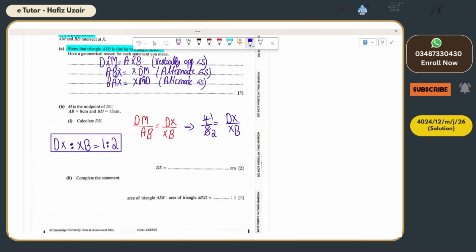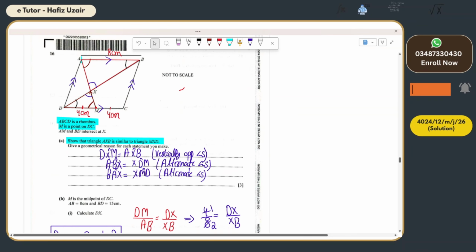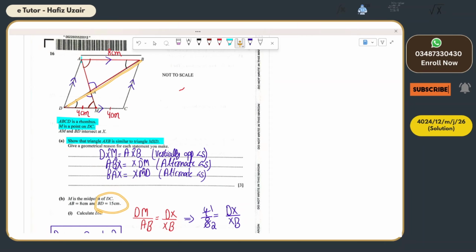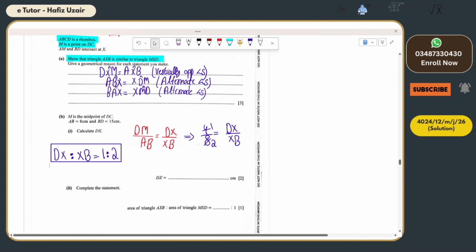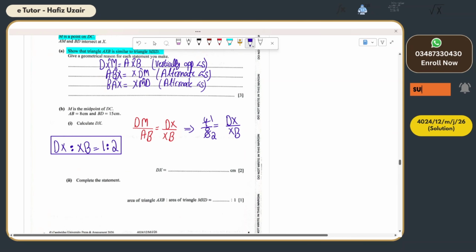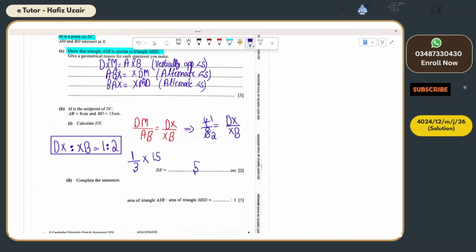All right. Now, what is the length of BD? So the length of BD is actually 15 centimeter, and this length is divided in ratio 1 ratio 2. You can check over here. So to find out DX, DX will be equal to 1 upon 3, because the sum of the ratio 1 plus 2 is 3. So 1 over 3 multiplied by 15. So that will be equal to 5 centimeters. So hopefully this makes sense.